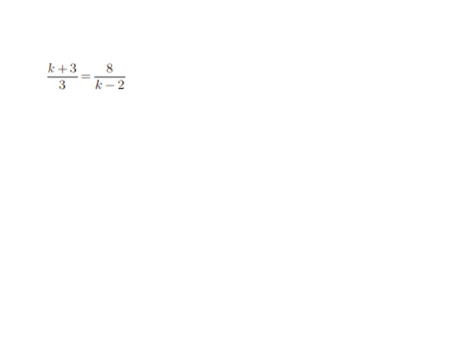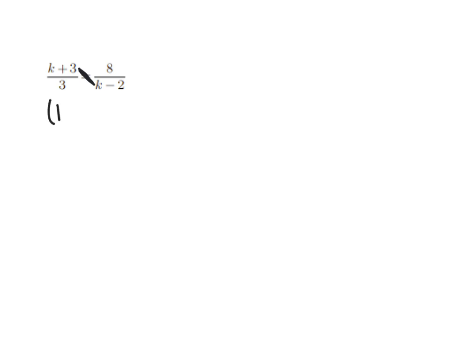So the first example, we have the quantity of k plus 3 divided by 3 equals 8 divided by the quantity of k minus 2. So first thing we're going to do is cross multiply, just like the others. So we'll start with the top left numerator and multiply to the bottom right denominator. So the quantity of k plus 3 times the quantity of k minus 2.